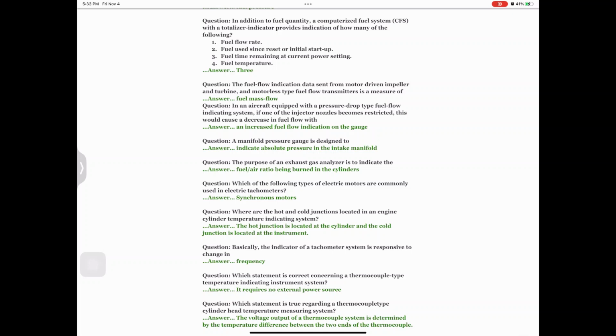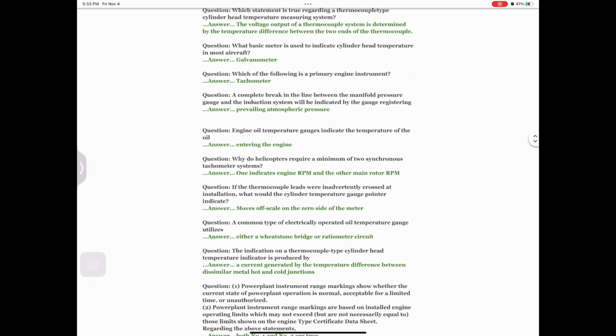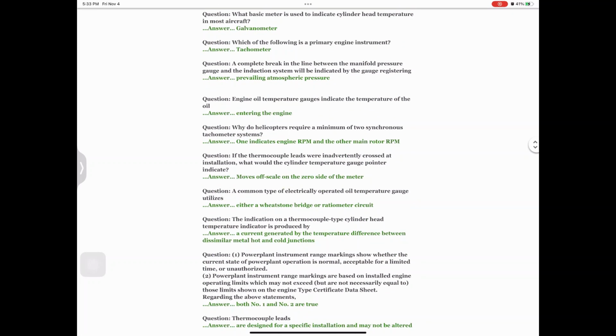Question: which statement is correct concerning a thermocouple type temperature indicating instrument system? Answer: it requires no external power source. Question: which statement is true regarding a thermocouple type cylinder head temperature measuring system? Answer: the voltage output of a thermocouple system is determined by the temperature difference between the two ends of the thermocouple. Question: what basic meter is used to indicate cylinder head temperature in most aircraft?